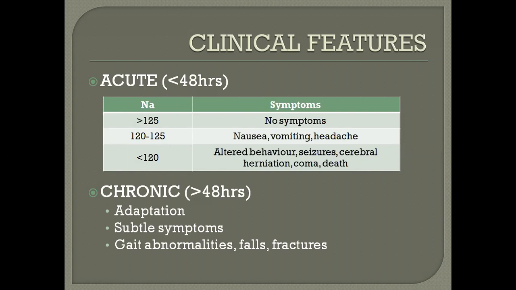Then between 120 and 125, subtle symptoms emerge. These include nausea, vomiting, and headache. But the typical neurological symptoms generally are seen when the sodium falls below 120 milliequivalents per liter. And these include altered behavior, seizure, cerebral herniation, coma, and death.